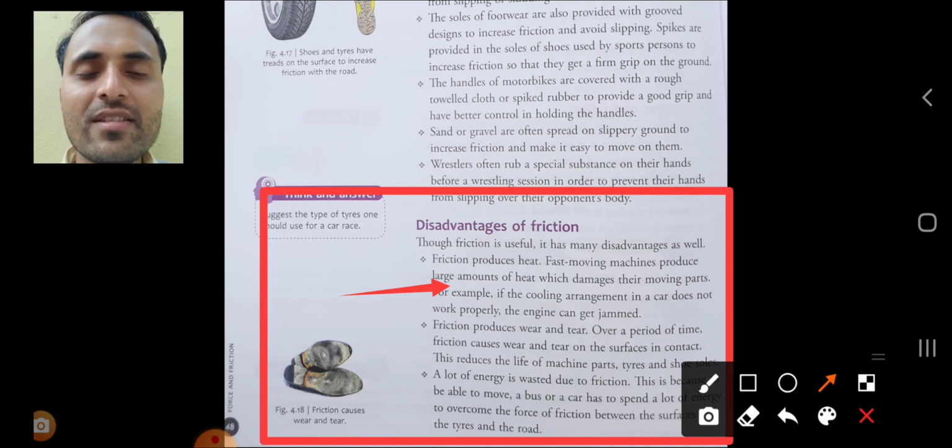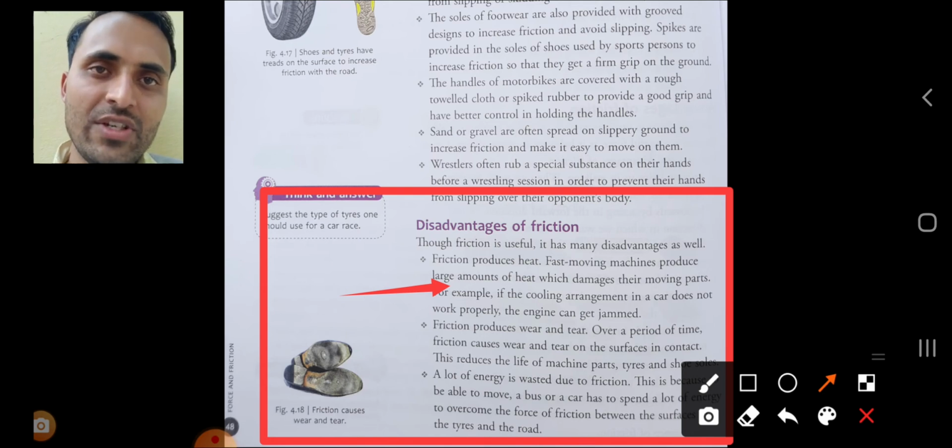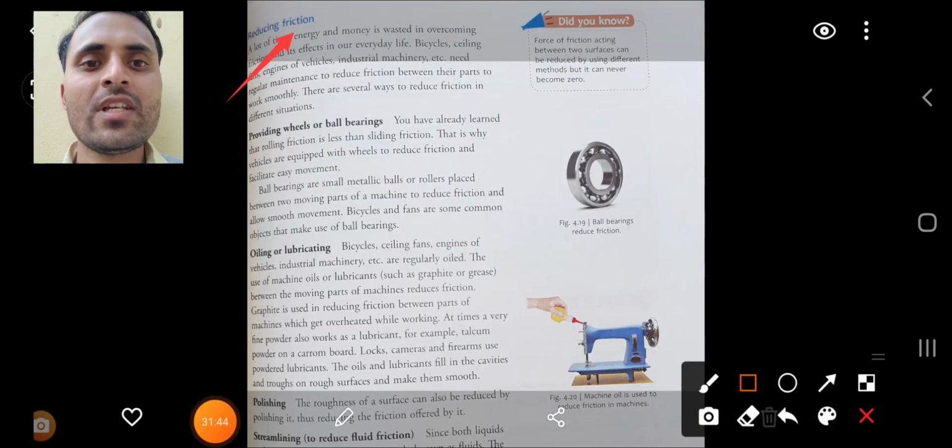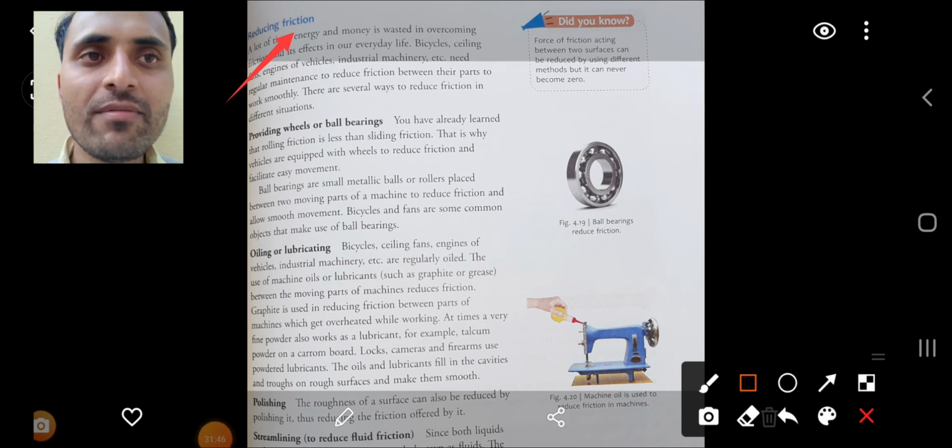Wearing and tearing means the process of removal of the material of any mechanical equipment due to high friction or high heat. Also, due to friction there is a loss of energy and a loss of work. And in the absence of friction there is a chance of slippage. So these are some disadvantages of friction. Now next point is reducing the friction.